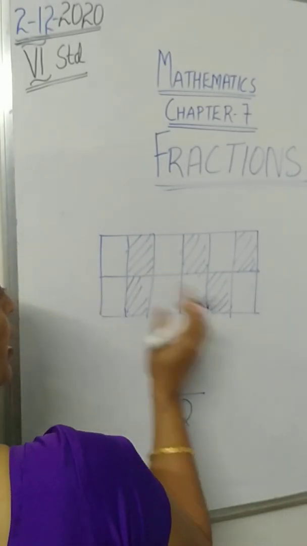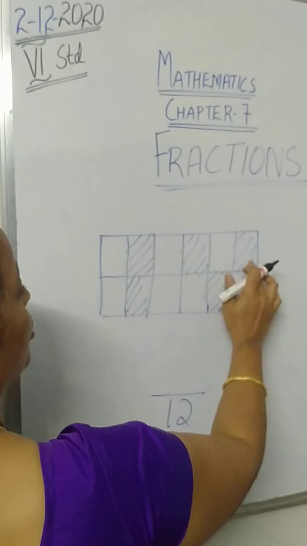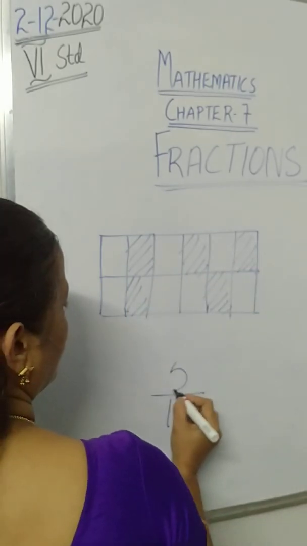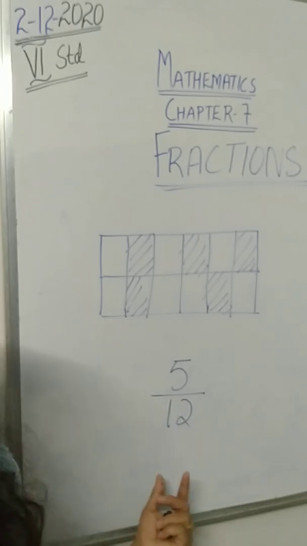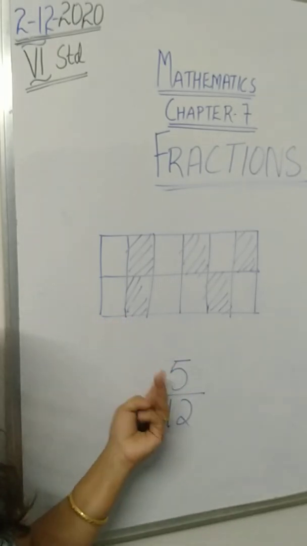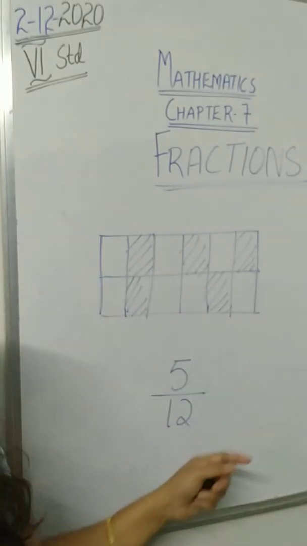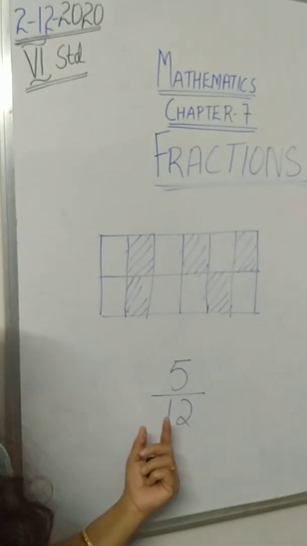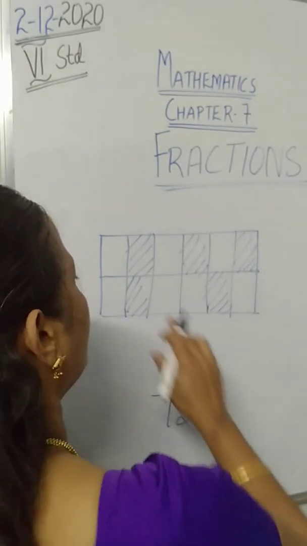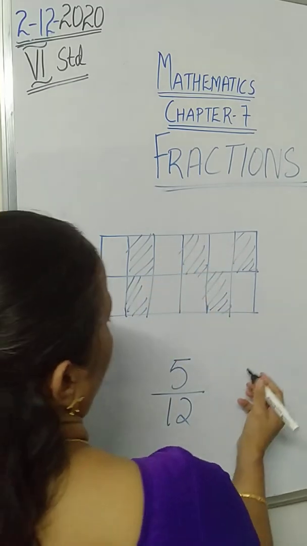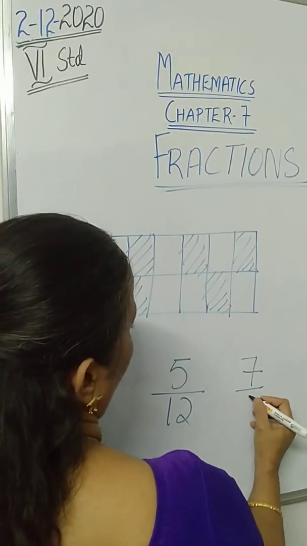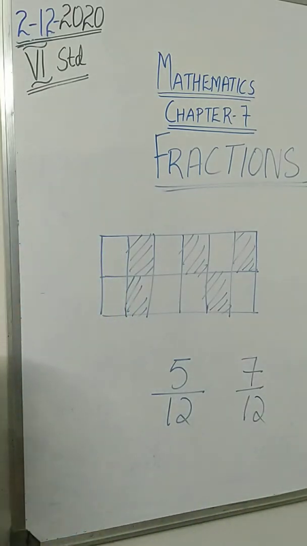Then only we can represent it as a fraction. Now look, how many parts are shaded here? 1, 2, 3, 4, 5. So 5 parts are shaded out of 12. So the fraction is 5 by 12. If I ask you how many parts are not shaded, write the fraction of the parts which are not shaded. Then look at this. 1, 2, 3, 4, 5, 6, 7. So 7 by 12 is the fraction which is not shaded.